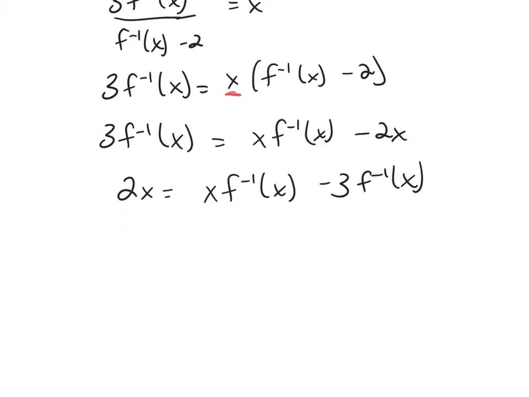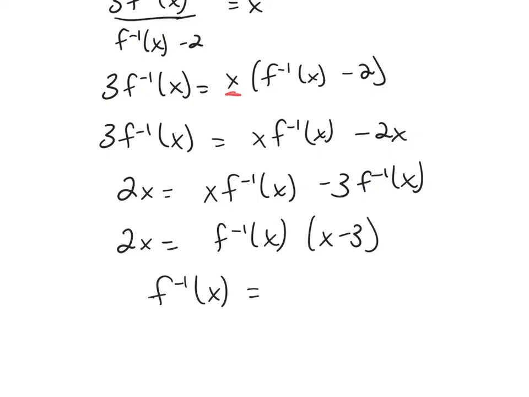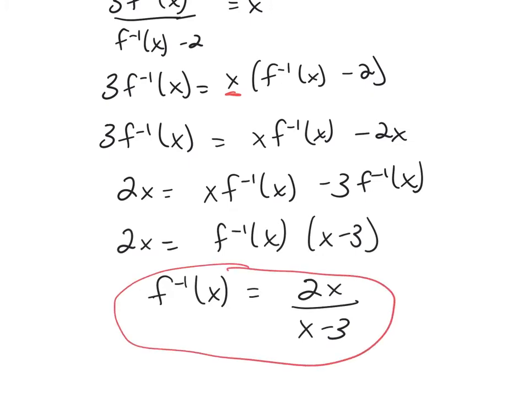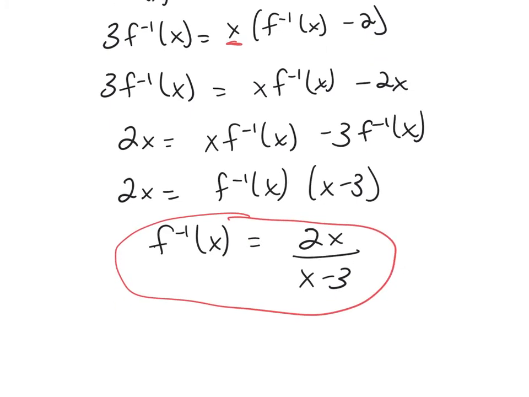And now I can factor out f inverse of x. You get x minus 3, and then you divide to solve for f inverse of x. It's 2x over x minus 3. And there is my inverse function in this case.